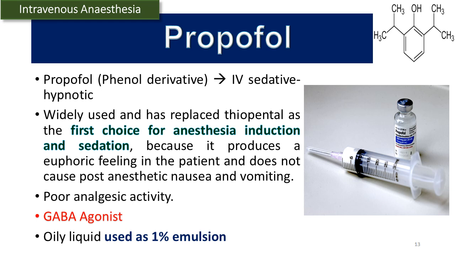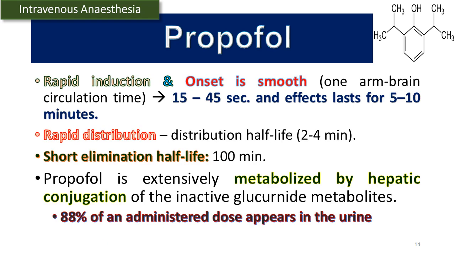It is widely used and has replaced thiopental as the first choice of anesthesia induction and sedation because it produces a euphoric feeling in a patient and does not cause post-anesthetic nausea and vomiting. It also has poor analgesic activity and it is a GABA receptor agonist. It is used as an oily liquid, as a 1% emulsion.